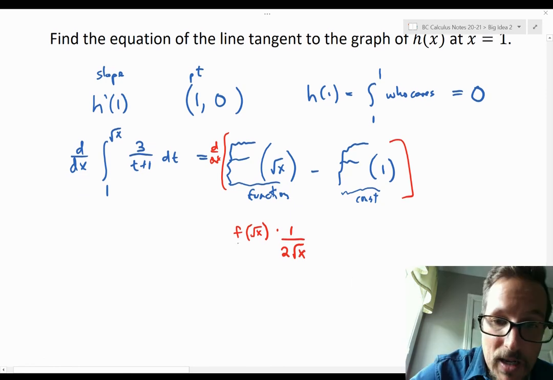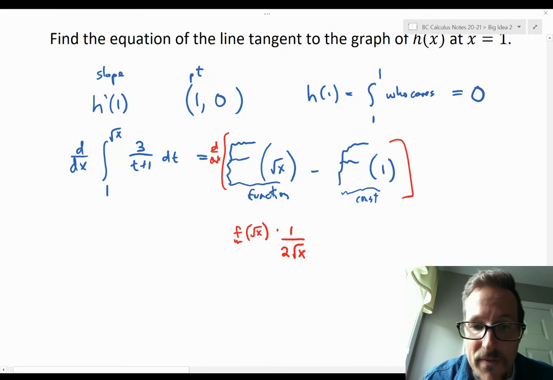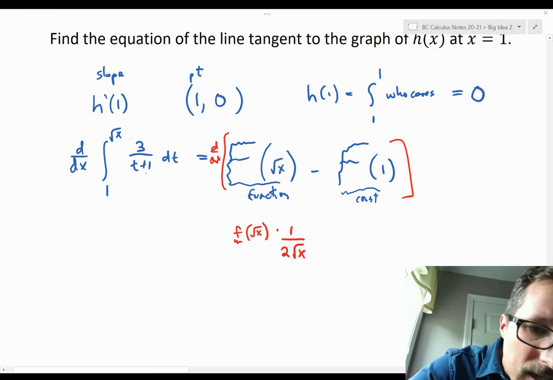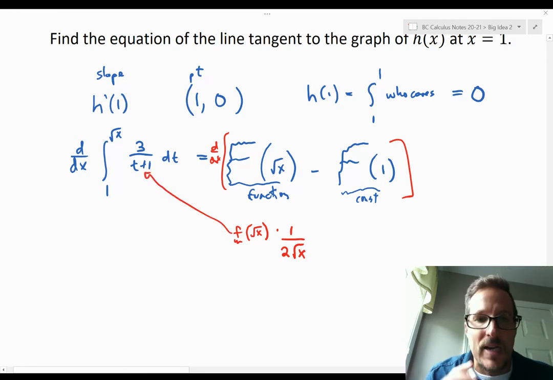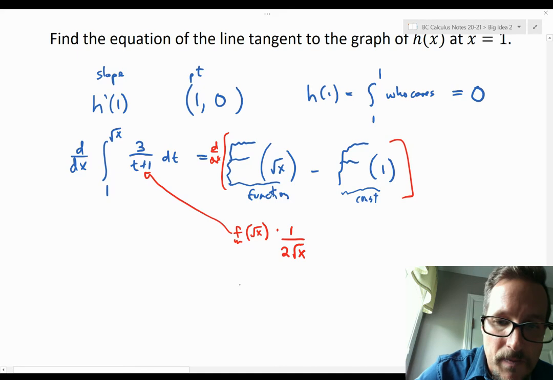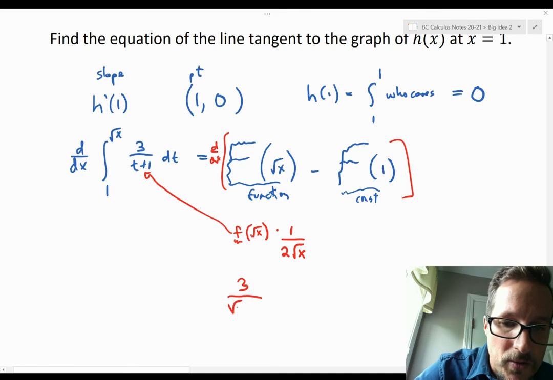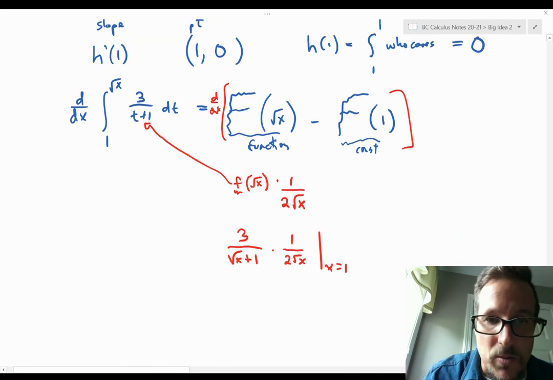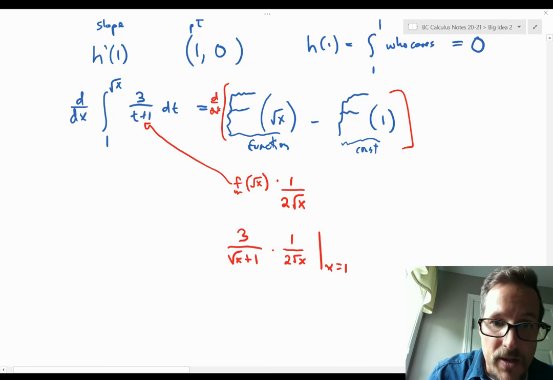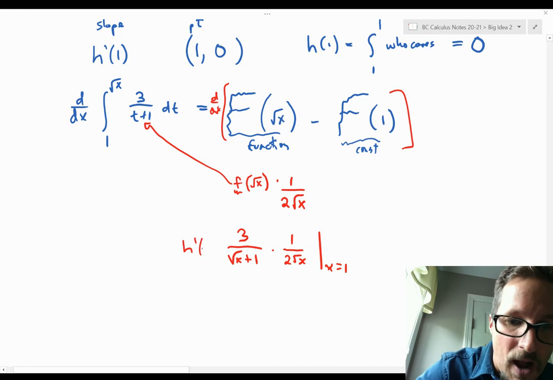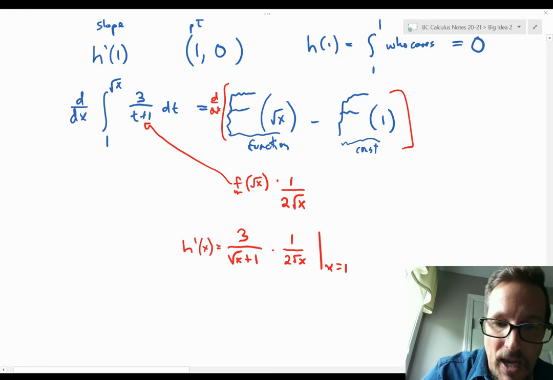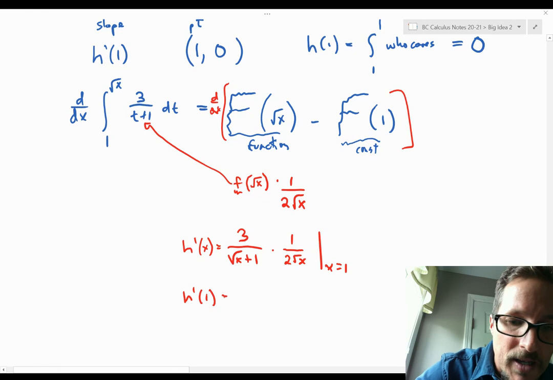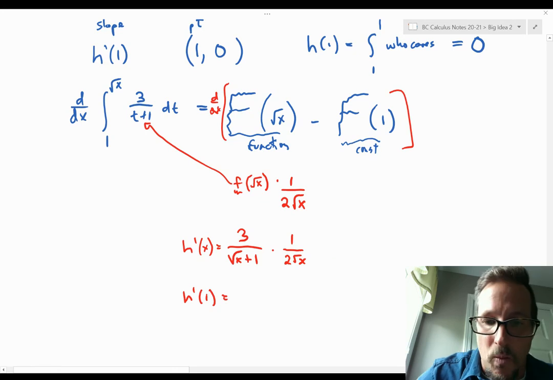Now, what was the little f I was playing with? The little f I was playing with is the original integrand function, but I need to write it in terms of root x. So 3 over root x plus 1 multiplied by 1 over 2 root x. And I'm going to evaluate that at x equals 1, because that's what I was looking for. I'm looking for the derivative, right? This is h prime of x. So h prime at 1 is going to be that expression evaluated at 1.